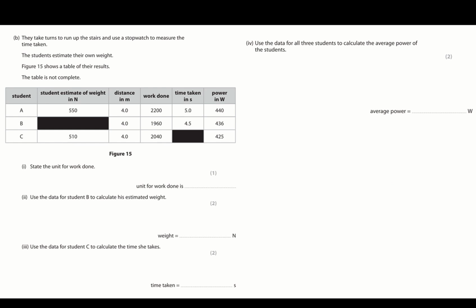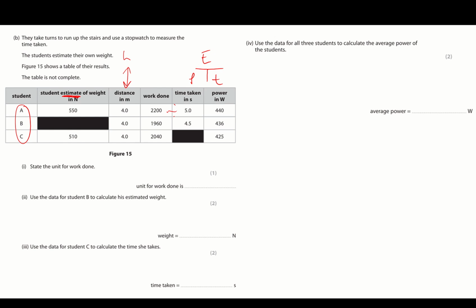Okay, next part. We've got a table. We can see there's the 3 students. They've estimated their weight. The distance that they went is 4 meters. That must be the vertical height. So I'm just going to put a H there. Here's their work done. And then their power is obviously the work divided by the time, because that's PET.